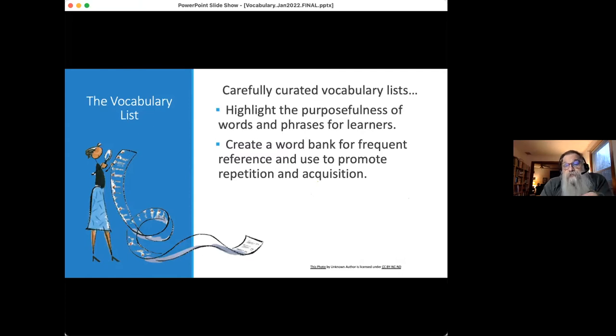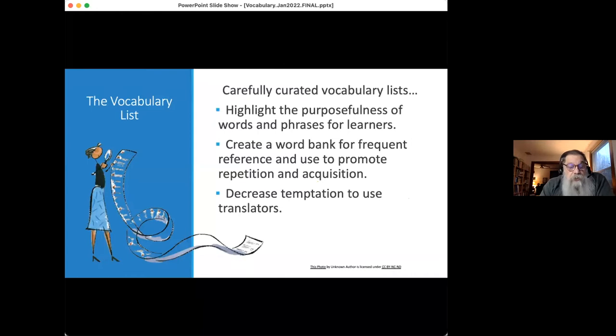And this is not just for the students, but for me to keep these high frequency words in my head so that I'm constantly using them and incorporating them in the input that I provide. And also giving them that word bank, if you will, decreases the temptation to use translators because they've got a list of words in front of them that they can already draw from.